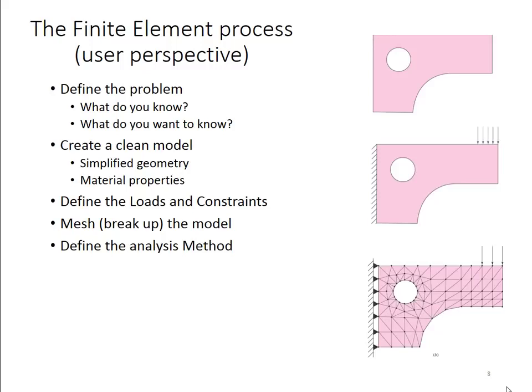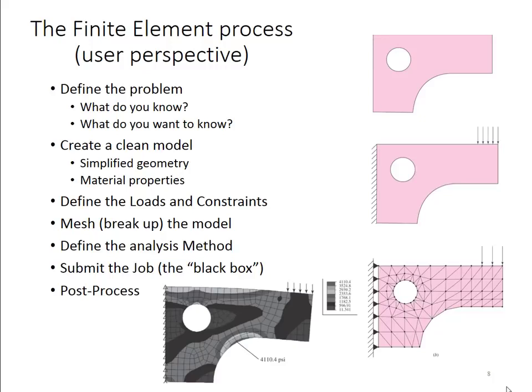Then define how you're going to analyze it. What is the relevant physics behind the problem? You submit the job to the computer to go solve it using the black box. Now the black box will no longer be a black box after this class, but for an FE analyst, if you trust your code, then it's sending it to the black box to solve it. And then you get the results back, the deformed shape, the stresses, the energy content in strain, all kinds of information comes back. And then you need to determine if it is reasonable. You need to go through a post-processing operation. That's an overview of the user perspective.